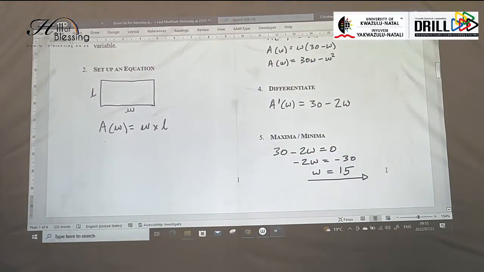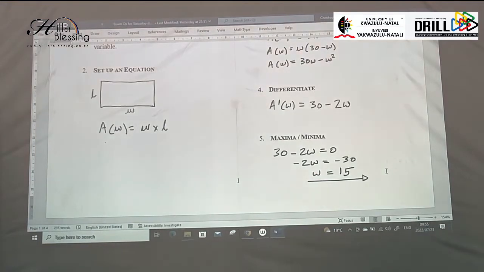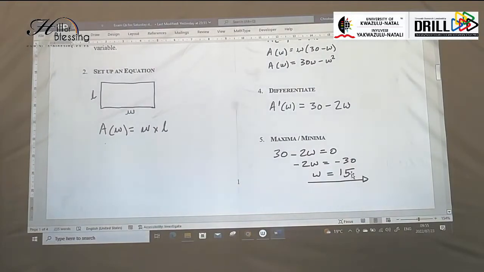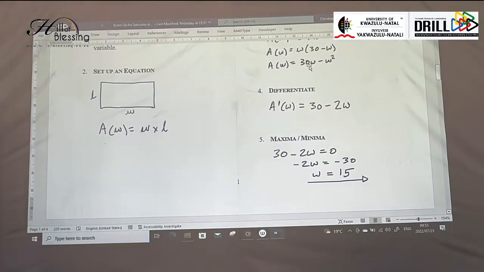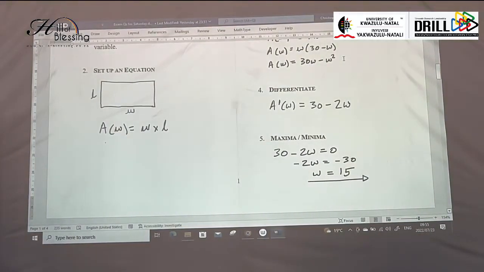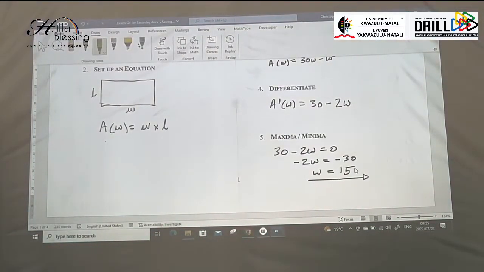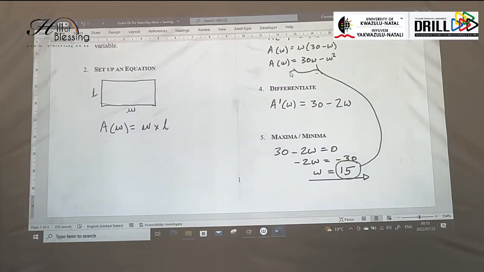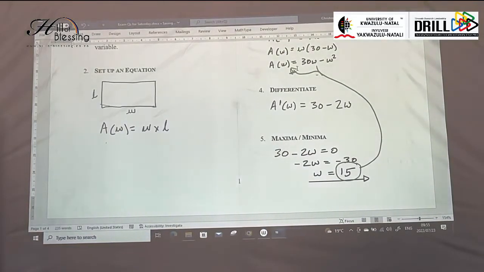In this case, we solve this simple equation and we get the value of W equals 15. Again, if the question had asked, what is the maximum area of this rectangle, our answer would have been 225. And how would we get that 225 if we needed to? Yes, we would substitute this 15 into which equation? Yes, A as a function of W equals 30W minus W squared. So we would take this here and substitute it in for W.